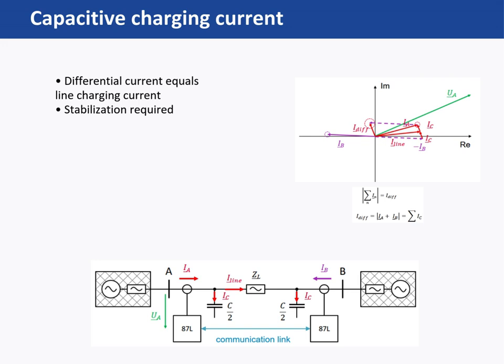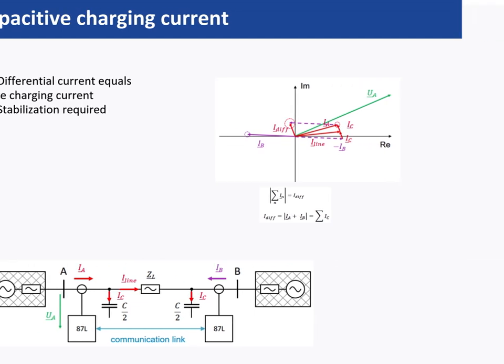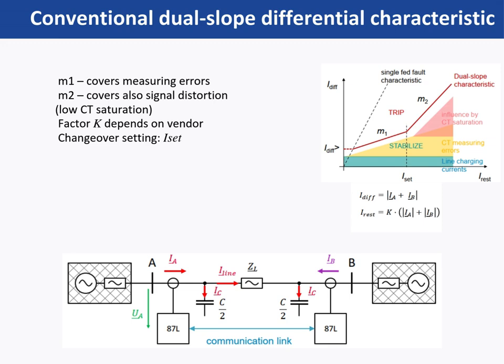For long cables and overhead lines, capacitive charging current becomes significant. This charging current appears as a differential current, even under normal operating conditions. Without compensation, it could lead to false operation. Therefore, the protection system must account for this effect, typically through additional stabilization or compensation methods.